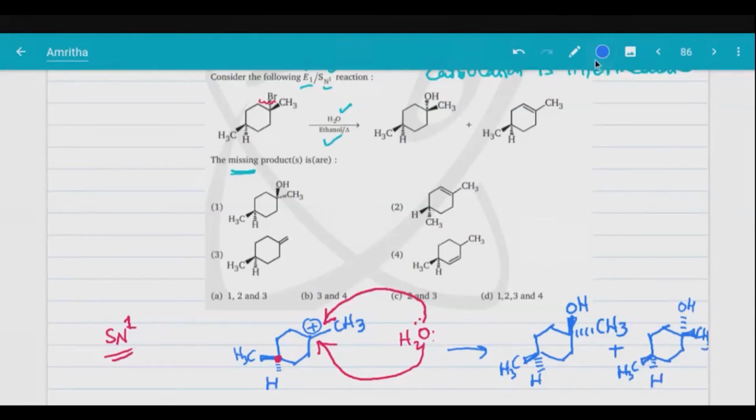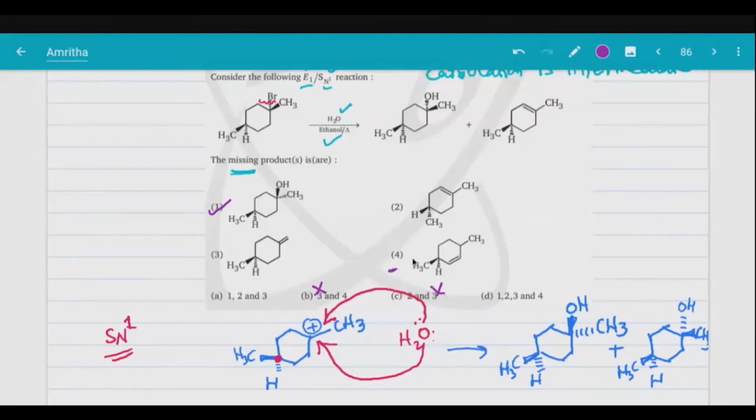So the missing product is clearly what now? Substitution. One is a missing product. Yes or no? One of the missing products. Now you can eliminate the options also. 3 and 4 no, 2 and 3 no, because this doesn't contain 1. Understood? Clear? 3, 4 is not correct, 2, 3 is not correct. Either 1, 2, 3 or 4. You have to check 4 only now, because only 4 is the difference.